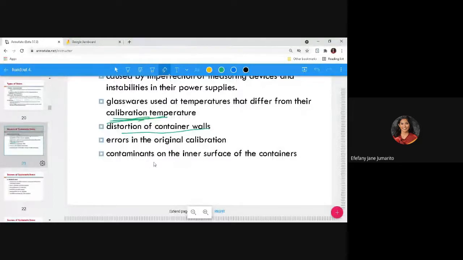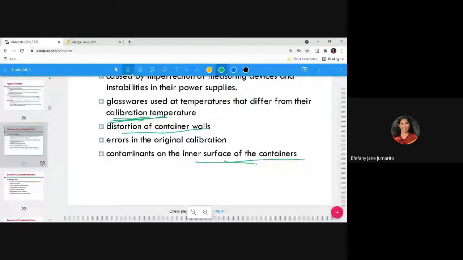Then we also have contaminants on the inner surface of the containers. Okay, class, before you use your containers, before you use your glassware, rinse it with distilled water. So last time we used our filter funnel. Even if it has already been washed, before you use it, you will rinse it. Okay, so that's the instrumental error. It's more about the equipment.